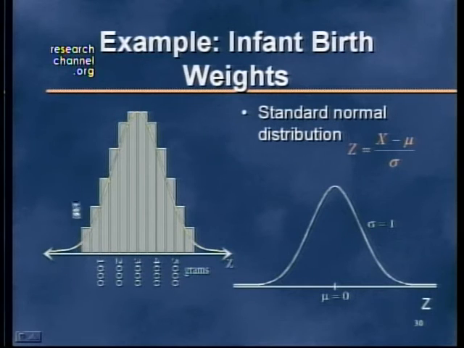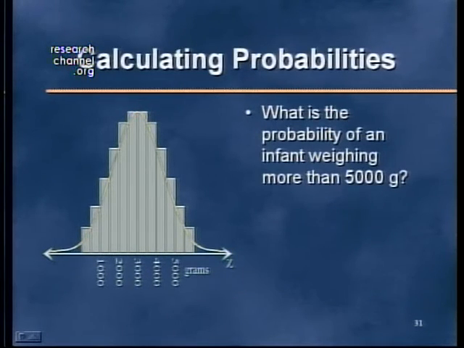The way we would answer these questions, though, is by transforming to a Z. If we subtract 3,000 and rescale by dividing by the standard deviation of 1,000, we would now have a Z distribution instead of an X, in which the mean is 0 and the standard deviation is 1. So if I ask that same question, what's the probability of an infant weighing more than 5,000 grams, you would reason through this with me and say, well, 5,000 is two standard deviations above the mean, and 95% fall within two standard deviations of the mean, so only 2.5% fall above 5,000. Is that true? Would you reason through that with me in that way?